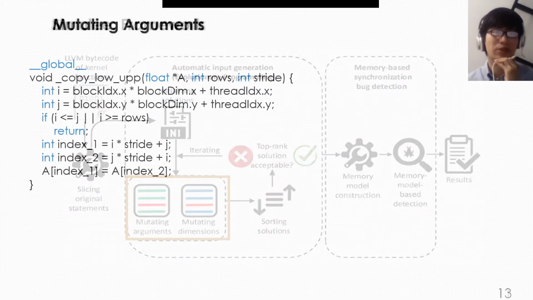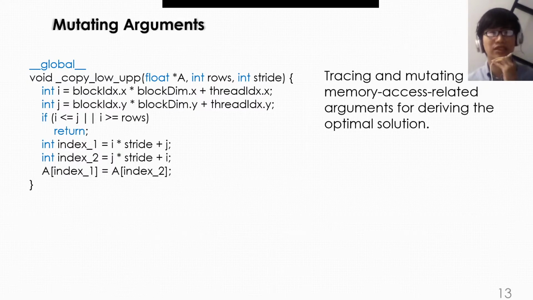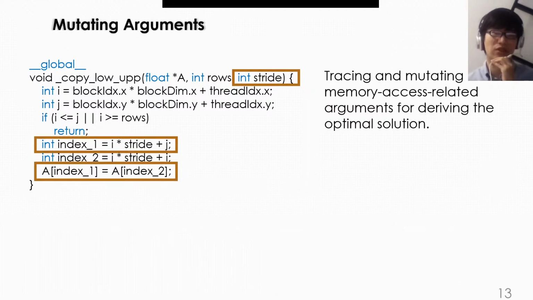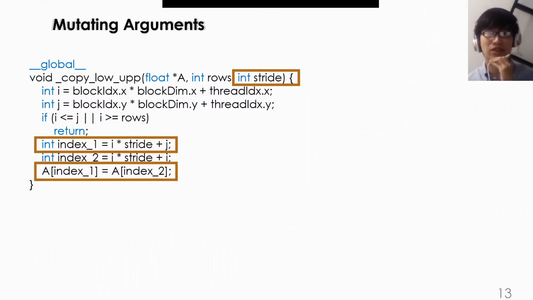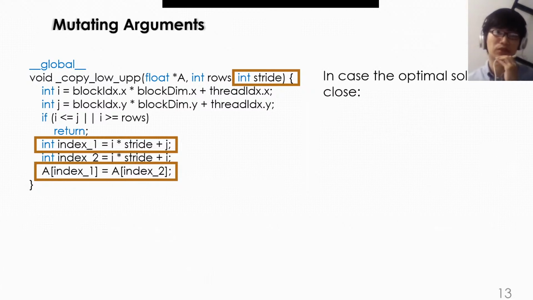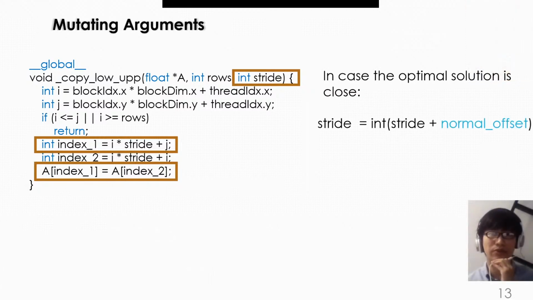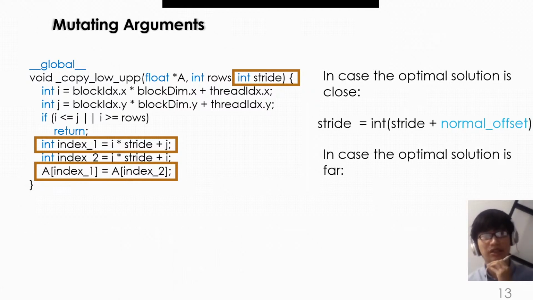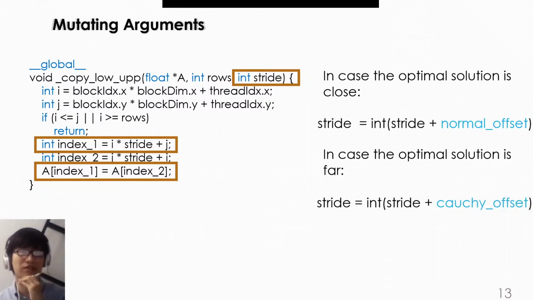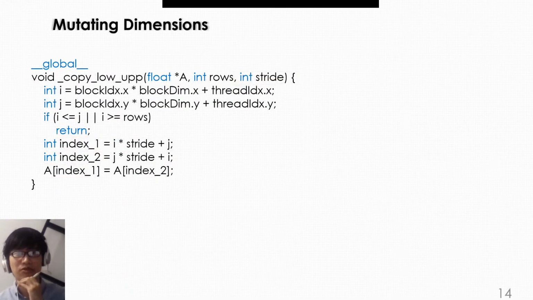Tracing and mutating memory access related arguments for deriving the optimal solution. We can see an example here. We can see the variable stride, and actually the stride has influence on memory access. In case the optimal solution is close, we generate an offset by normal distribution and add it. In case the optimal solution is far, we generate an offset by quasi distribution and make a little far step. So we follow a different strategy when we're mutating dimensions.